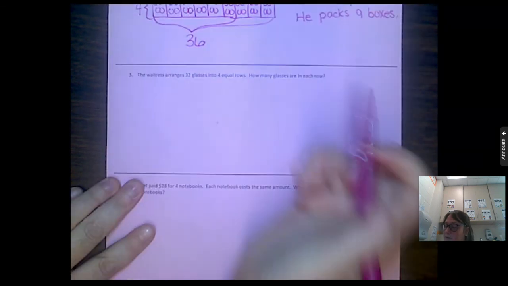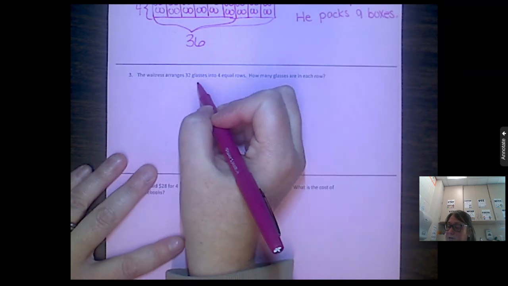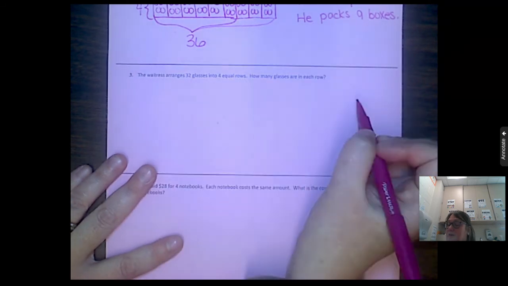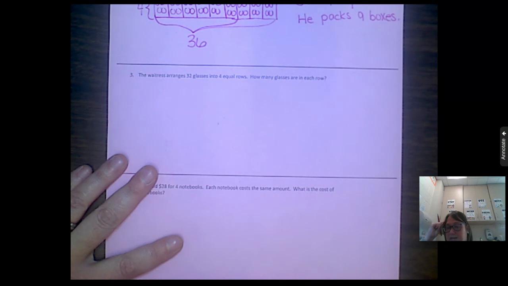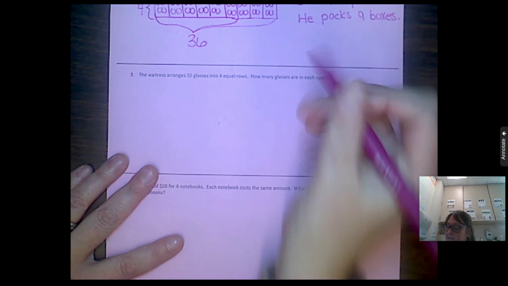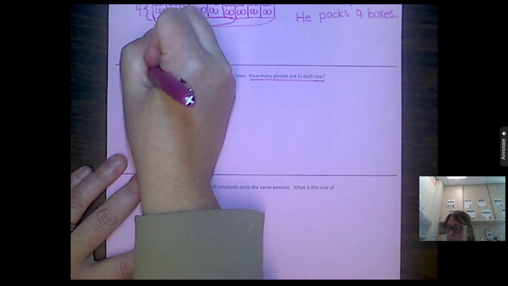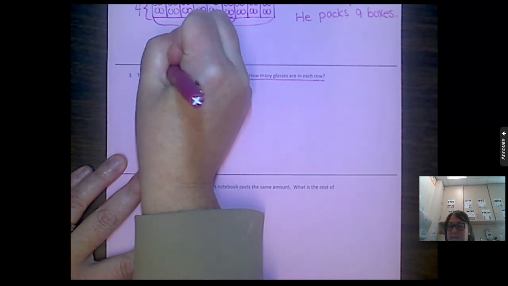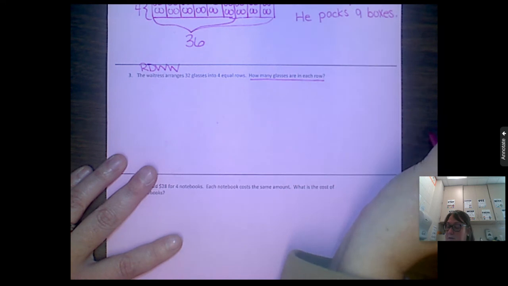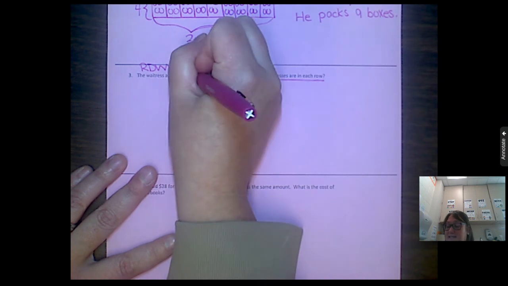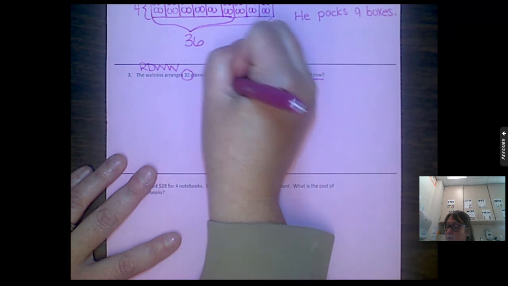Okay. Number 3, the waitress arranges 32 glasses into 4 equal rows. I am seeing that picture in my head just from that. And then it says how many glasses are in each row. This is an RDWW. I'm thinking that right away to myself too because it's a word problem. She arranges 32 glasses. I'm thinking that's the total, right? There's 32 glasses and there's 4 equal rows.